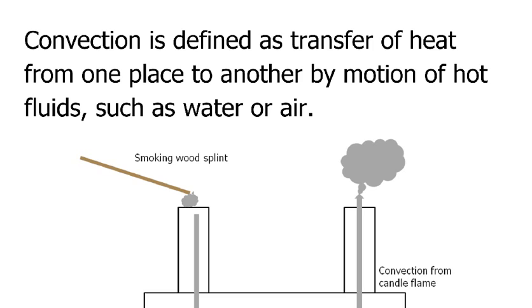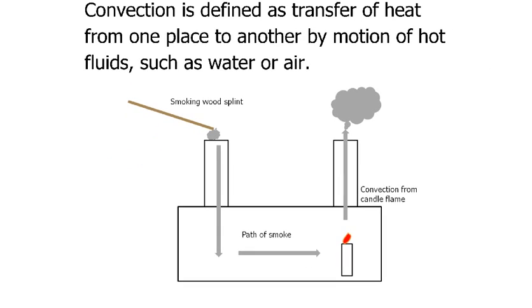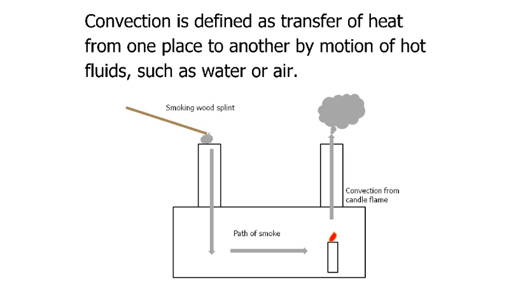Okay, so here's a demo that we'll probably do in class. But here it is visually in a diagram so that you can kind of get the idea of what's going on here. Basically, convection is defined as transfer of heat from one place to another by the motion of a hot fluid, such as water or air.